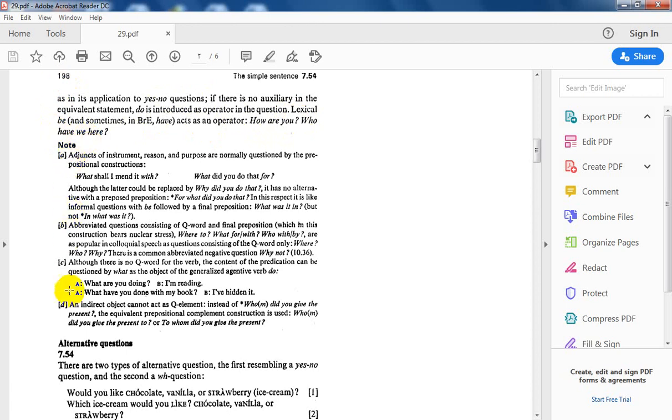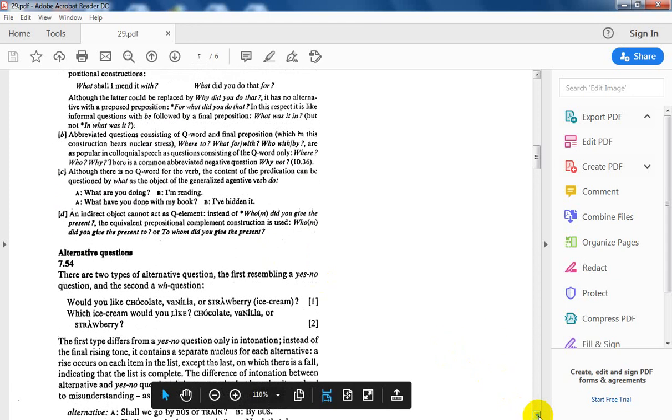Leave this note as a whole, A with C and D all. The note as a whole, leave it. It is not required from you.